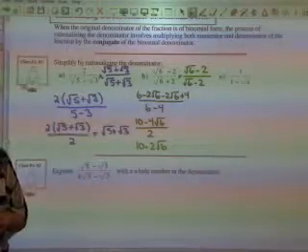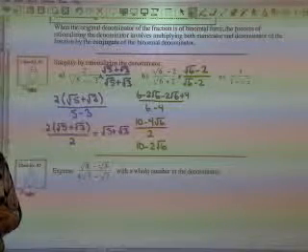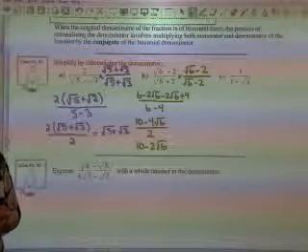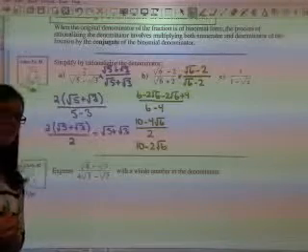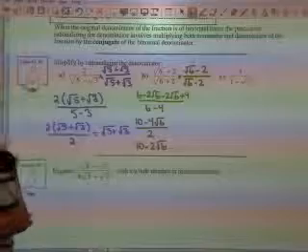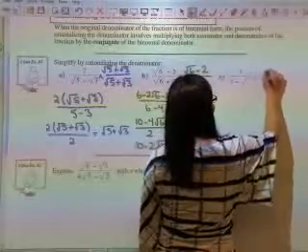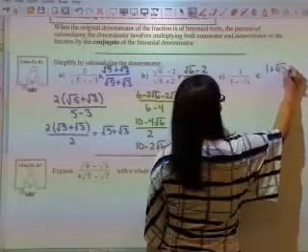What's my conjugate that I'd multiply by in C? Anyone? 1 minus root x. Not 1 minus. Oh, plus. 1 plus. I know that's what you meant to say.